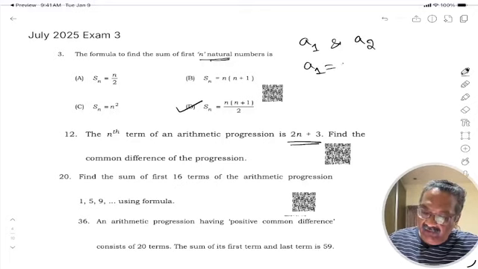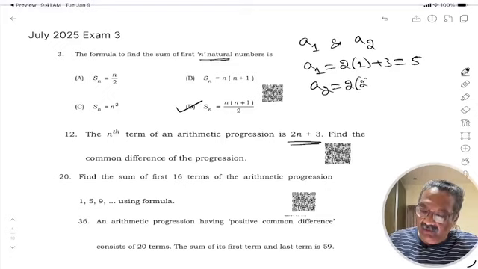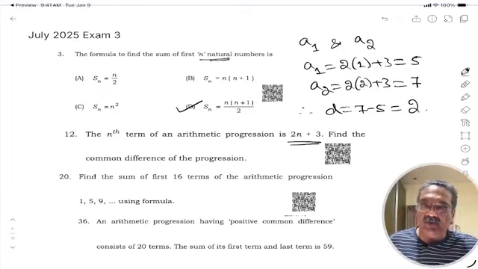So A1 will be 2 into 1 plus 3 is equal to 5, and A2 will be 2 into 2 plus 3 is equal to 4 plus 3, 7. Okay. So therefore common difference D is equal to 7 minus 5 is equal to 2.